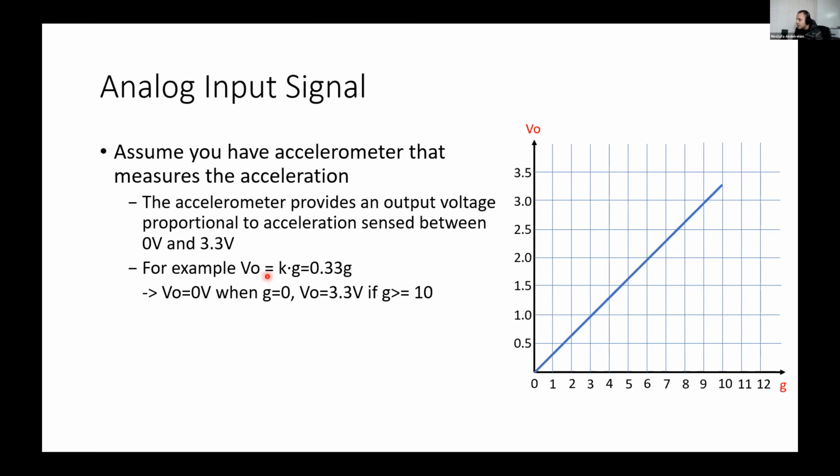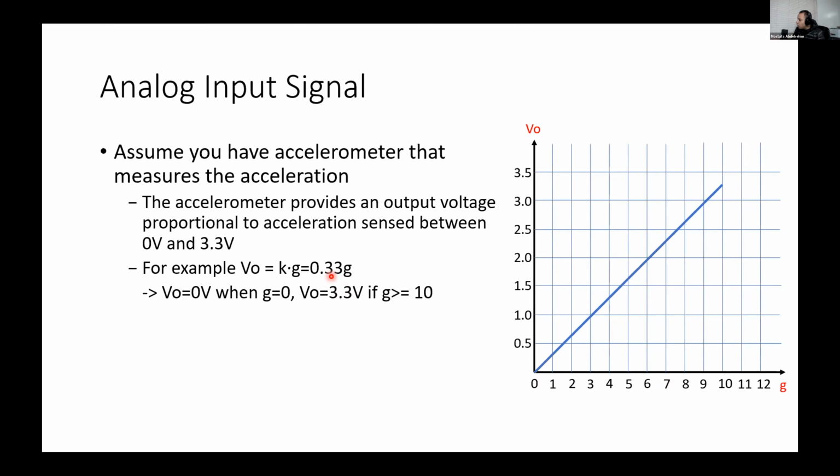Let's assume this sensor has an output voltage that is directly proportional to the acceleration G. For example, it's equal to 0.33 G. So if G, the acceleration, is 1 meter per second squared, which means we increase the speed by 1 meter per second every second, then you will see an output voltage of 0.33 volts from that sensor. When you measure this voltage as 0.33, you know that G is equal to 1. If G is equal to 2, you will measure 0.66, and you can determine from that voltage that the acceleration is 2.